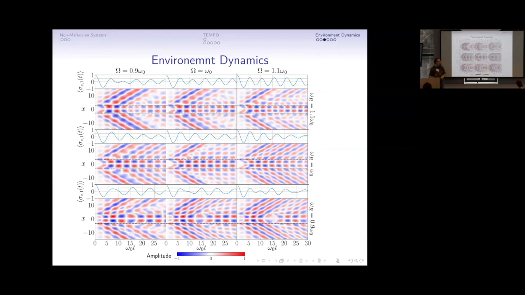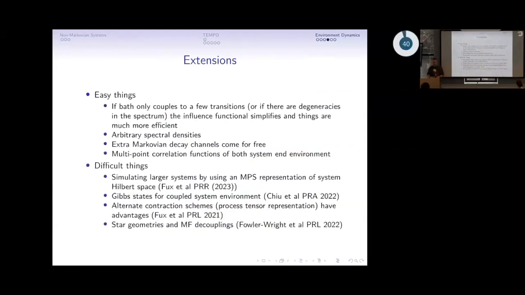Okay, and just to wrap up in the last few minutes, there are a variety of things which we have done with TEMPO to add on to it. This is by no means a complete list, and there will be other people talking about other things. This is just a list which I threw together at some point.